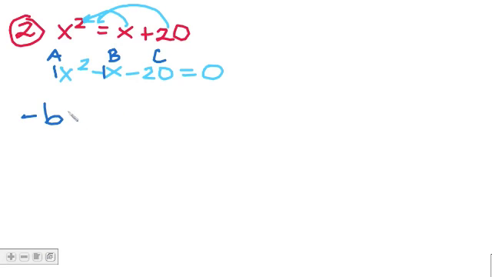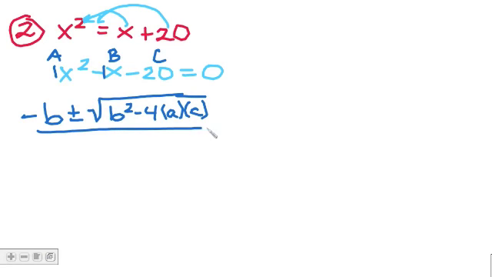The formula is negative b plus or minus the square root of b squared minus 4 times a times c, divided by 2 times a. All right, let's go ahead and work this out. Let's plug in our variables. So we have negative b, which is negative 1.